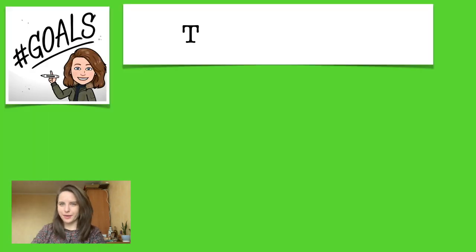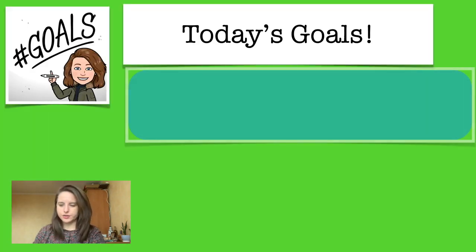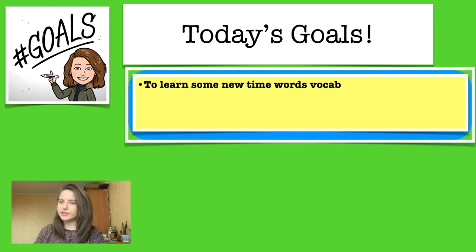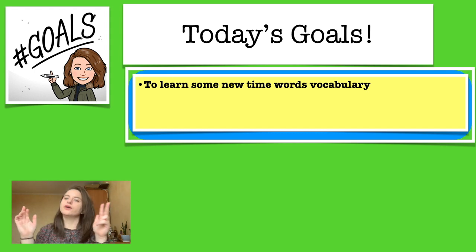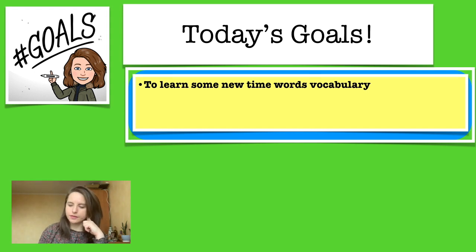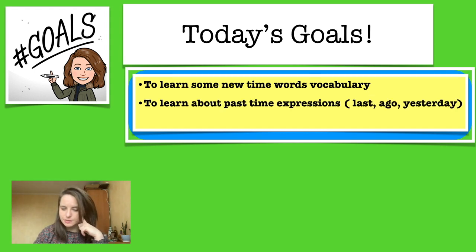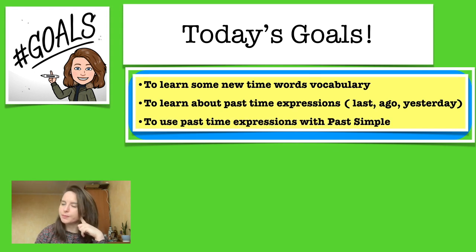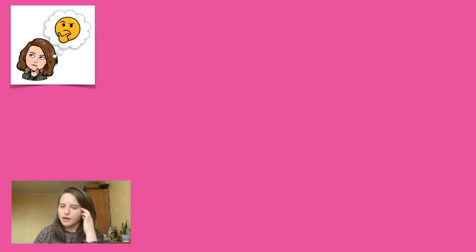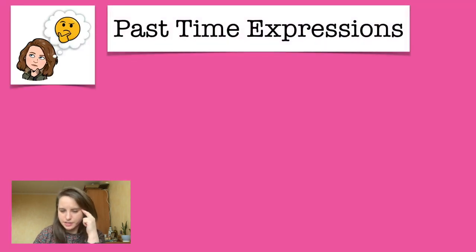What are our goals for today? So today's goals are to learn some new time words vocabulary, so we'll have some new words. To learn about past time expressions, today we're going to focus on last, ago, and yesterday. Okay? We are going to use past time expressions with past simple. Okay? So basically we're going to see how these words help us choose past simple and how they go together. Alright, so about past time expressions.